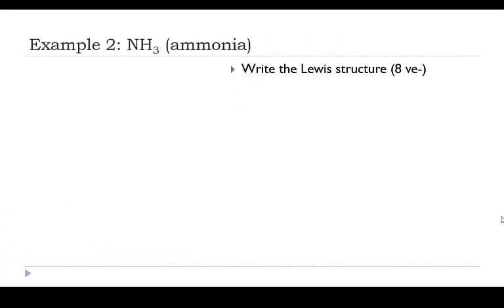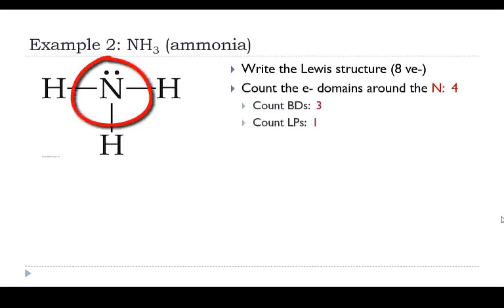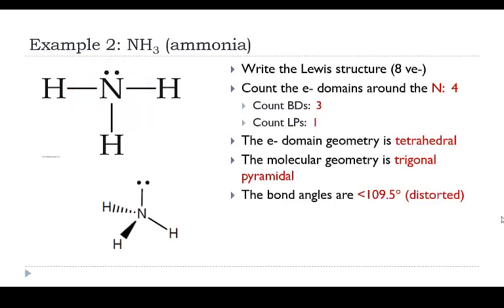Example 2, ammonia. Again, write the Lewis structure. It has 8 valence electrons, so that is the Lewis structure. Next, we count the electron domains around the nitrogen, which is the central atom. There are 4 electron domains, 3 bonds and 1 lone pair. Therefore, the electron domain geometry is tetrahedral.